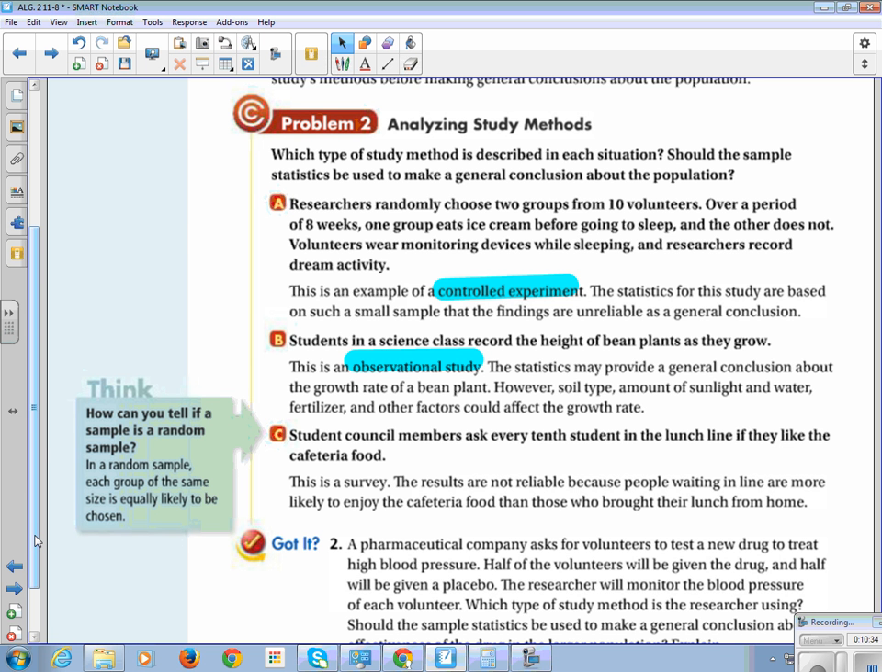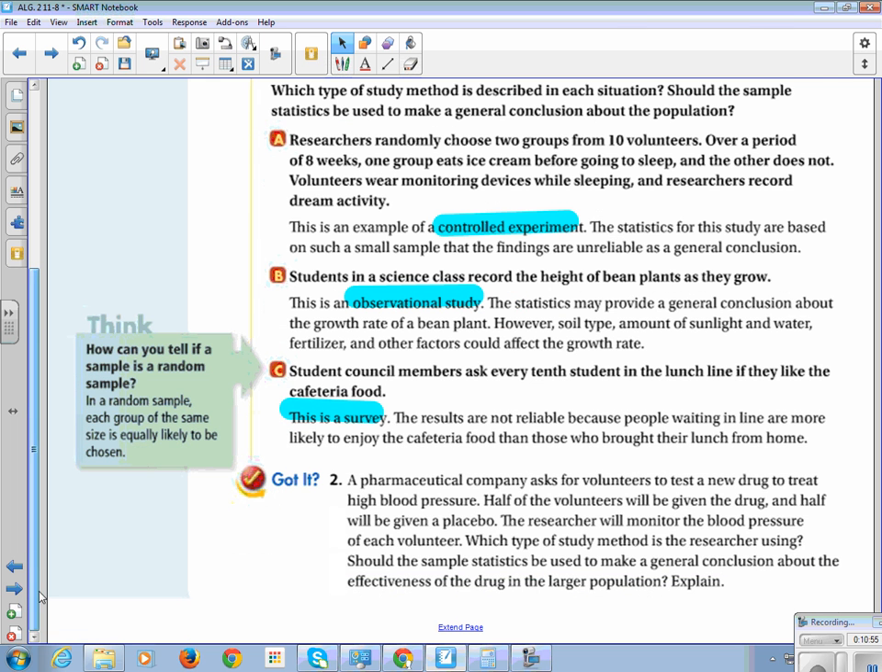Student council members ask every 10th student in the lunch line if they like the cafeteria food. This is a survey. The results are not reliable because people waiting in line are more likely to enjoy cafeteria food than those who brought their lunch from home. So let's look and see how this, no.